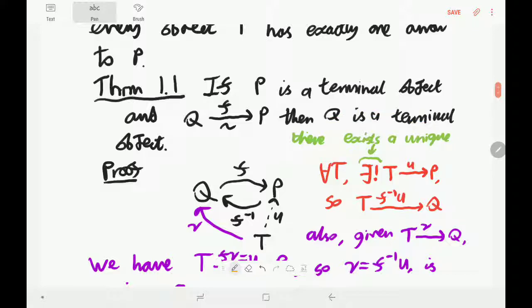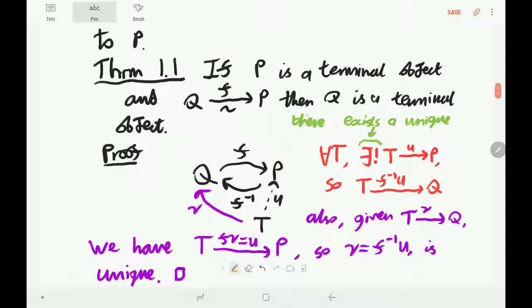Okay, so how can we see this? Well, since we know that P is a terminal object, we know that for any object T, there exists a unique arrow U from T to P, and that means that f to the minus 1 of U is an arrow from T to Q.